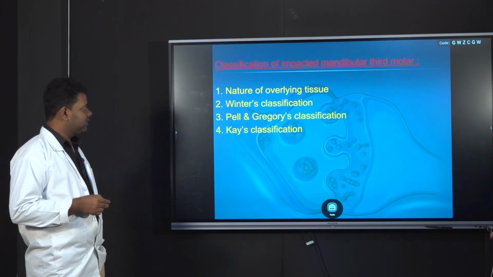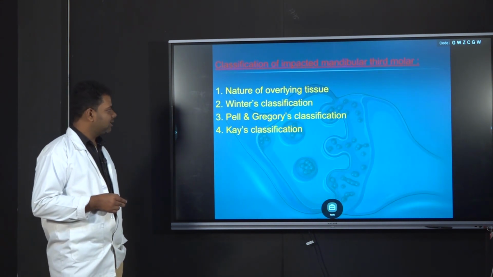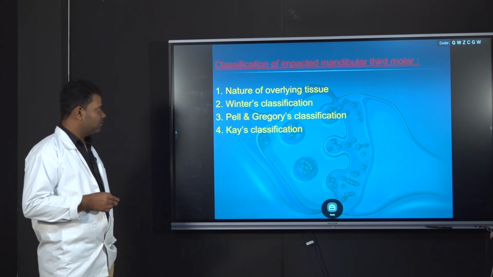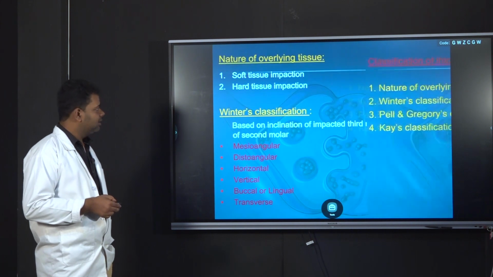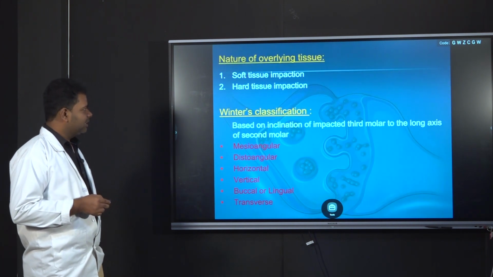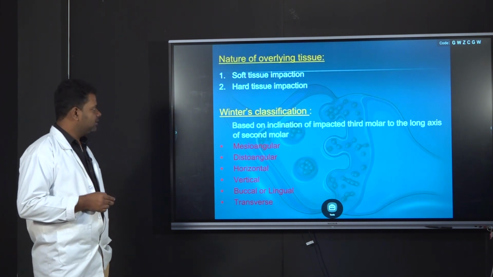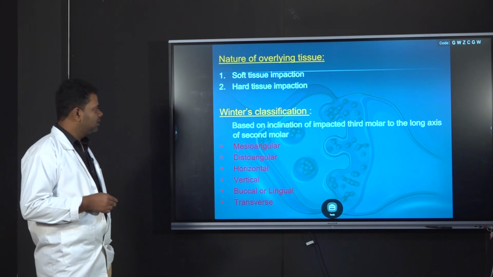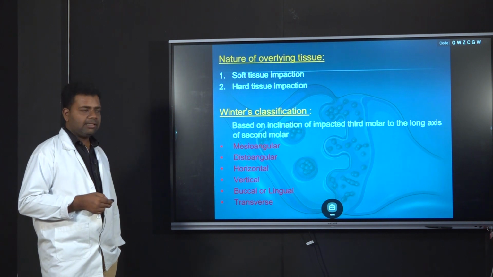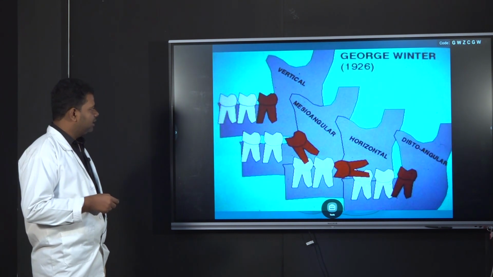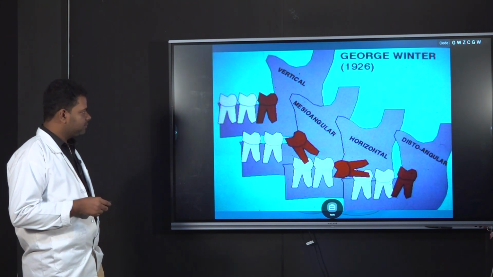And these are the classifications of impacted molars. For our convenience, they are classified according to the nature of overlying tissue, Winter's classification, Pell and Gregory classification, and Class classification. Here the impaction can occur because of hard tissue or soft tissue. And Winter's classification is based on the inclination of the third molar to the long axis of the second molar. Here you can see the types of impaction.